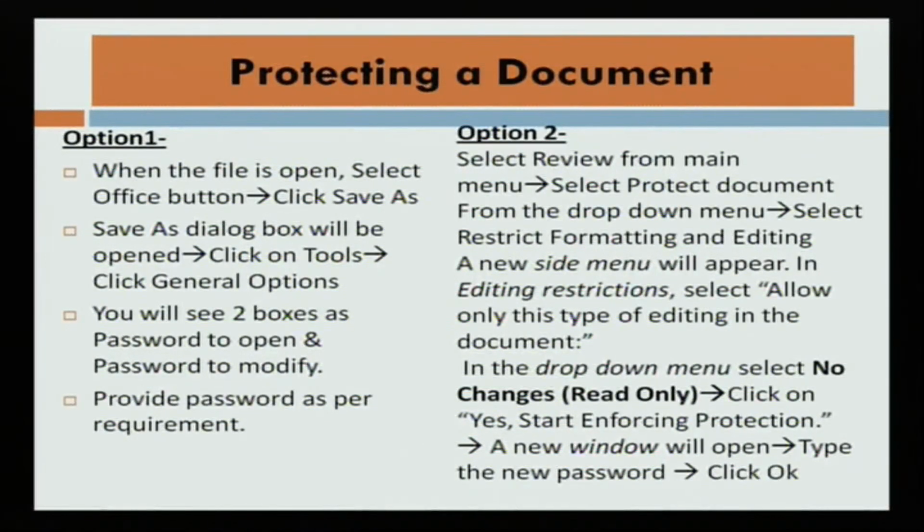if our file is open, then we have to go to the office button, then choose the save as option. In the save as dialog box, there is a tools option. From the tools option, we have to click general options. From the general options, we can give the password to open and password to modify. The other option is that from the review tab also we can protect the documents. Now I am going to show you how to protect our documents. Let us have a look.